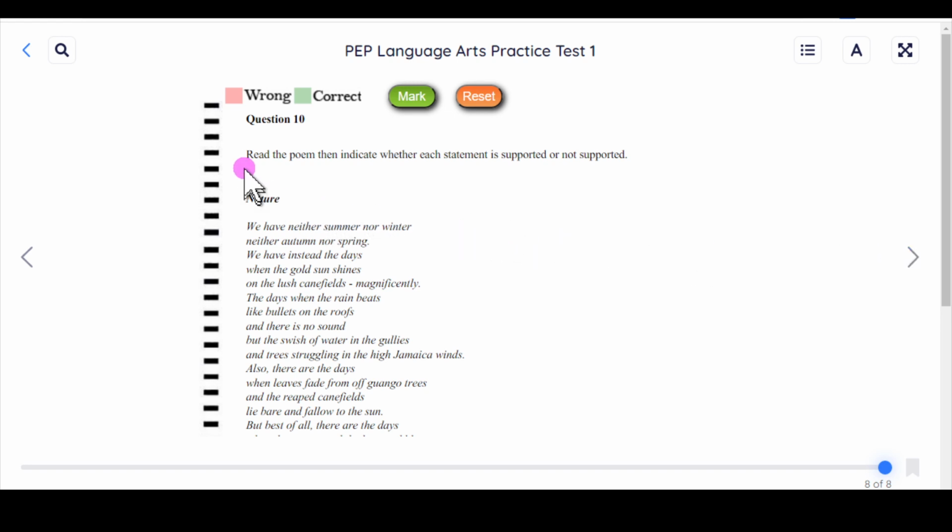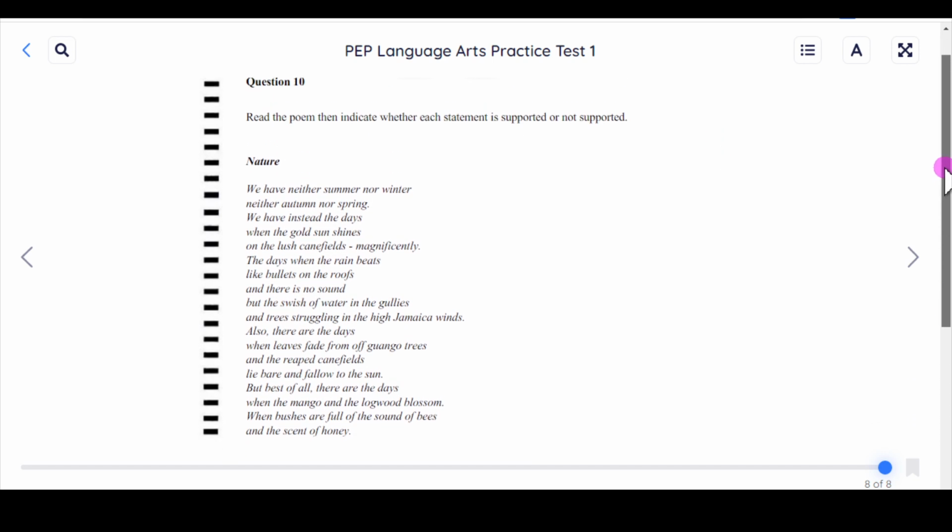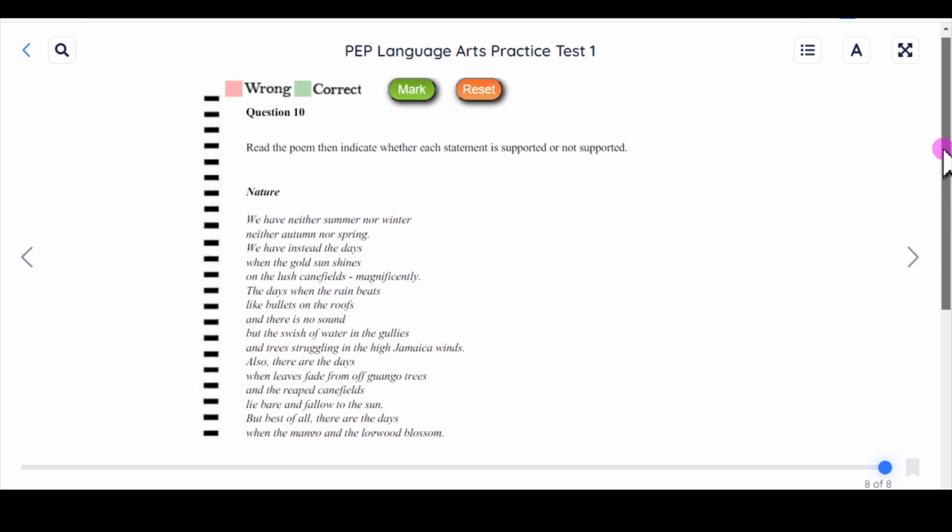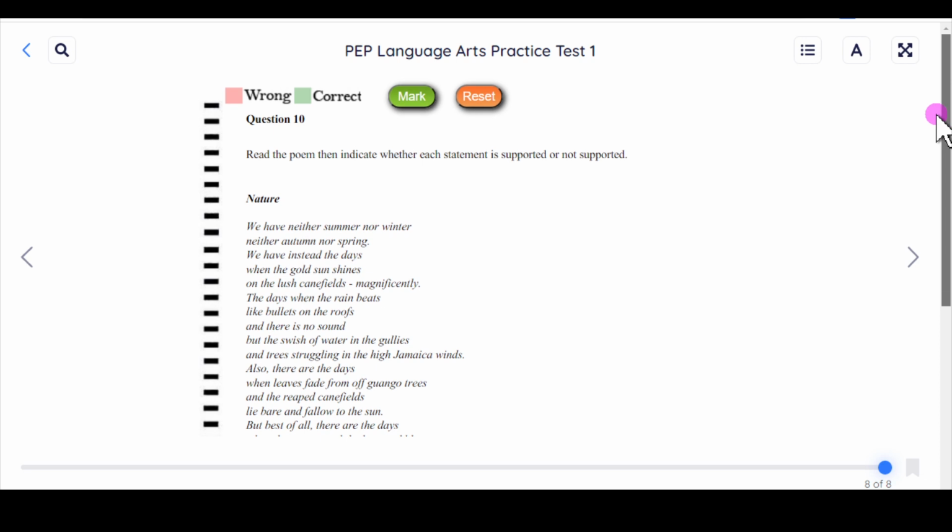All right, question 10 says read the poem, then indicate whether each statement is supported or not supported. Supported means that we find some reasons that defend that particular point of view. And if it's not supported, I find no evidence for it. So we're looking for the evidence for something, and if it's not there, then we know it's not supported.